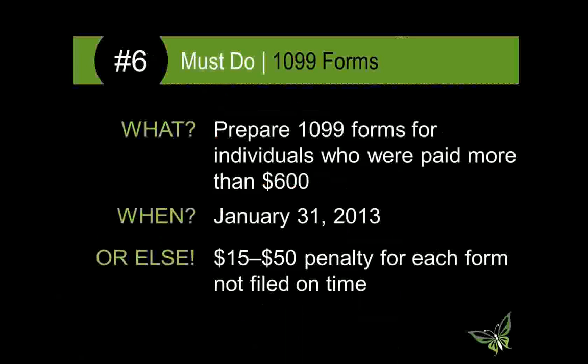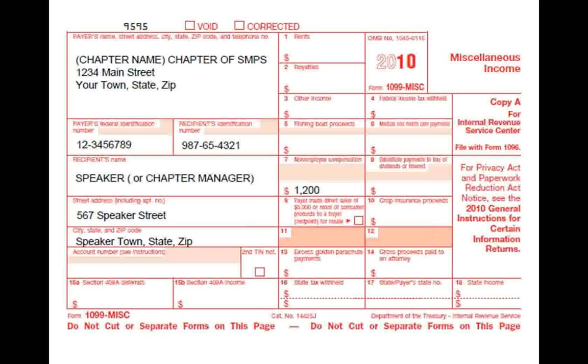But the 1099, it's good now to start thinking about tracking who you're paying your money out to, so you have this information readily available when the time comes. You need to file this by January 31st of every year. This coming year will be 2013. And this is not for your program year. This is for the calendar year. And the penalty for not filing it on time is $15 to $50 for each form that is not filed.